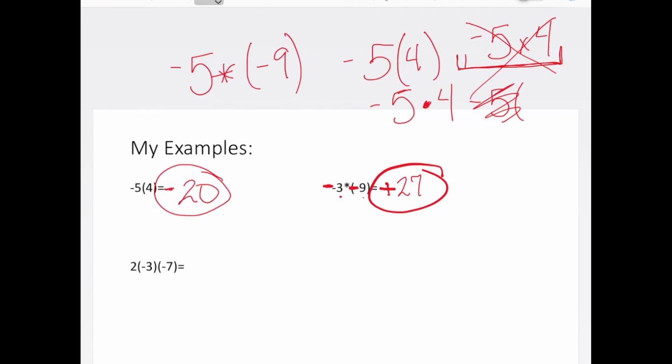Now this next question has 3 factors, but that doesn't really change anything, right? We still, much like when we have an addition problem with 3 addends, take it 2 integers at a time. I want you to think though right now, just make a prediction. Is this answer going to be positive or negative? What do you think?